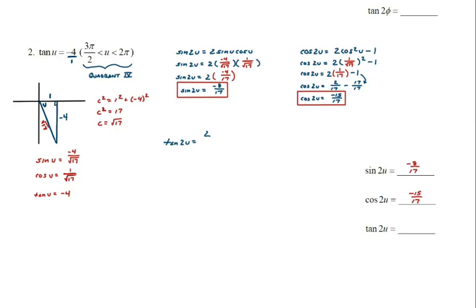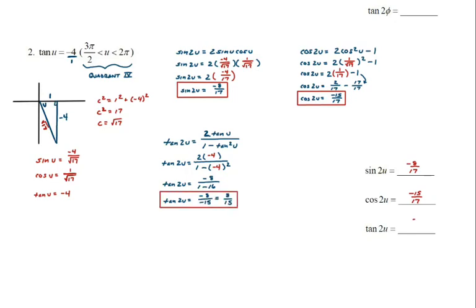And then for tangent of 2u, first thing I'm going to do is rewrite the identity using u. So 2 tangent of u over 1 minus tangent squared of u. And then I'm going to replace tangent of u in the top and bottom with what was given to me. Tangent is negative 4. So then simplify the top and bottom. I would get tangent of 2u is negative 8 over 1 minus, and then negative 4 squared is 16. So in the bottom, subtract 1 and 16, I get negative 15. So tangent of 2u would be negative 8 over negative 15, or positive 8 over 15.